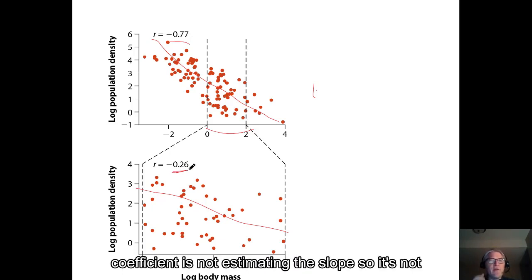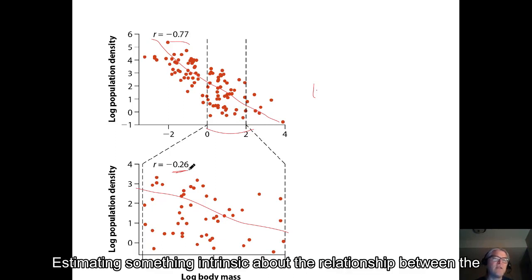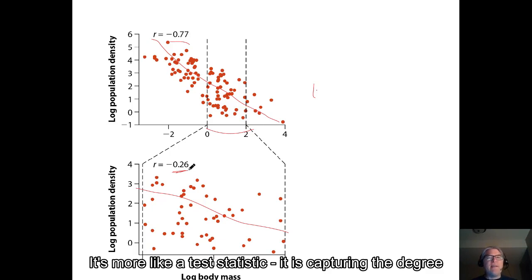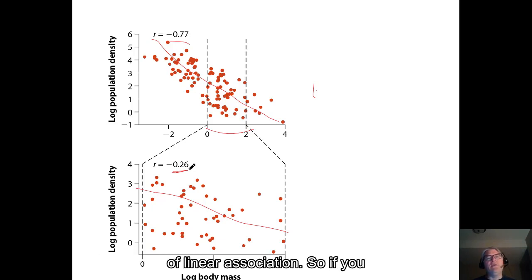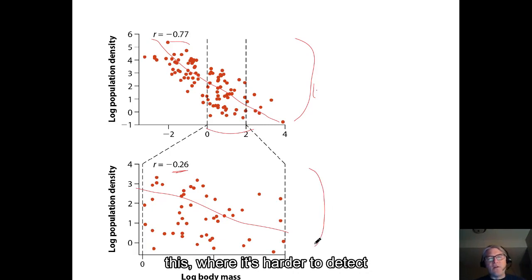Remember, the correlation coefficient is not estimating the slope, so it's not estimating something intrinsic about the relationship between the variables. It's a sort of weird summary statistic in that it's more like a test statistic. It's capturing the degree of linear association. So if you have richer data from a wider range, you can get stronger evidence of a linear relationship compared to a smaller data set like this, where it's harder to detect that.